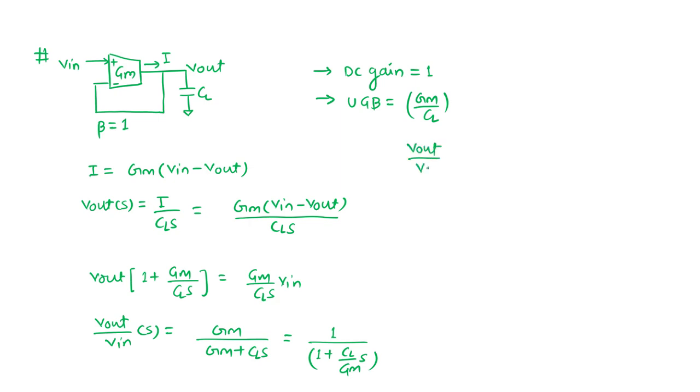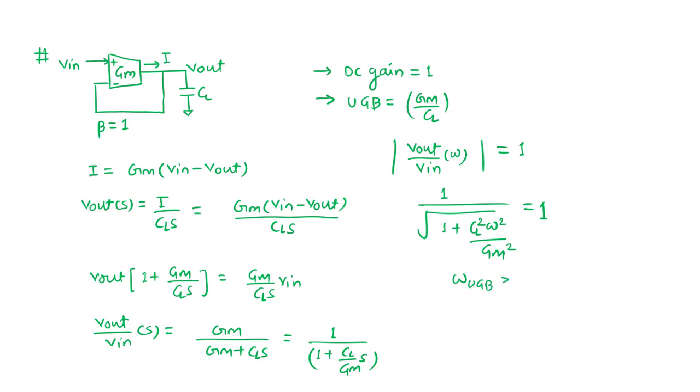If some of you have confusion about how I am getting the UGB, it means when your gain is unity. Okay, so for that how can I write this thing? I can write 1 plus CL square omega square by GM square equal to 1, and we know that at omega UGB it is much greater than GM by, sorry, okay, something we are missing here. Okay, at omega equal to omega GB. So is there any problem?